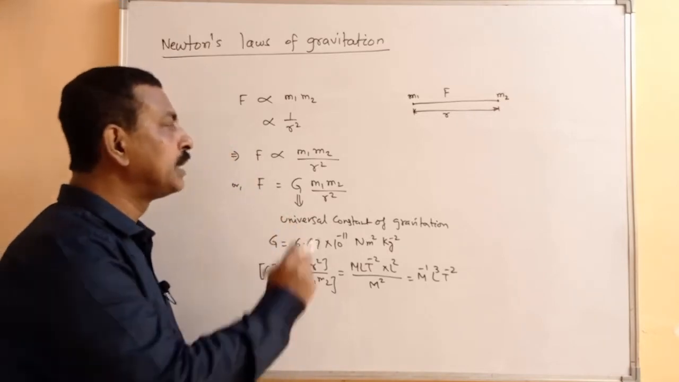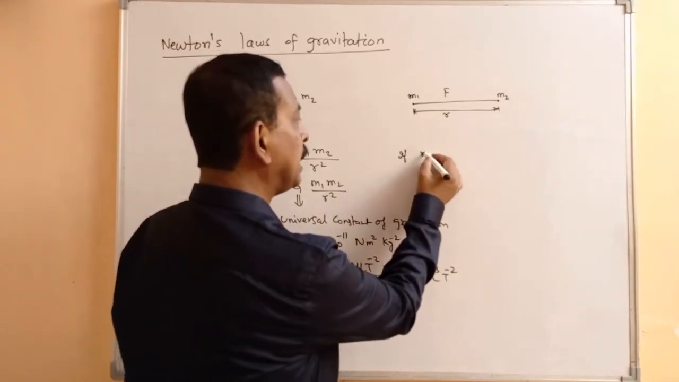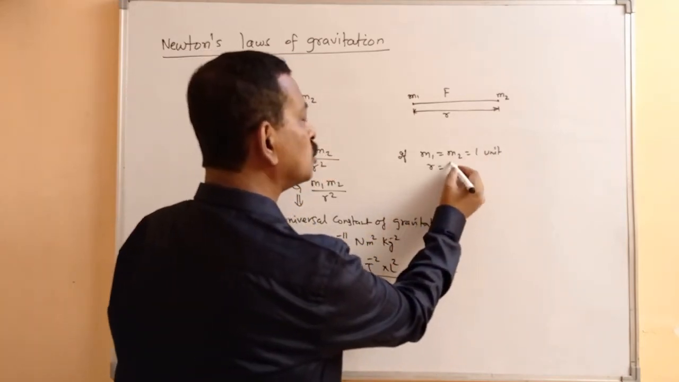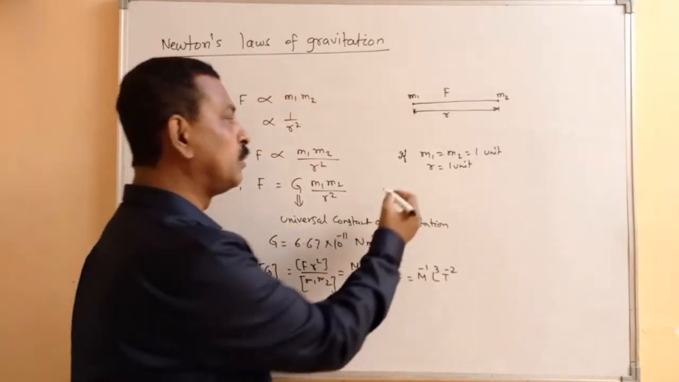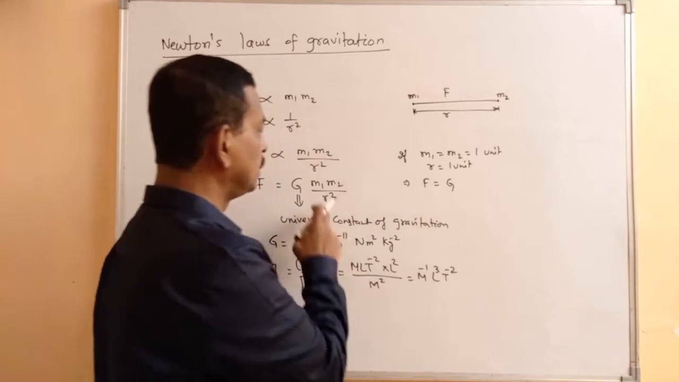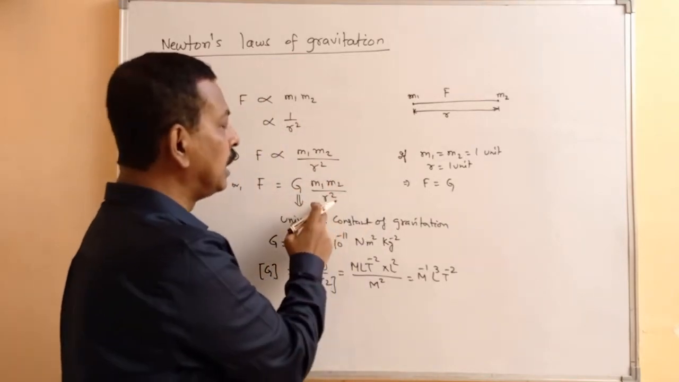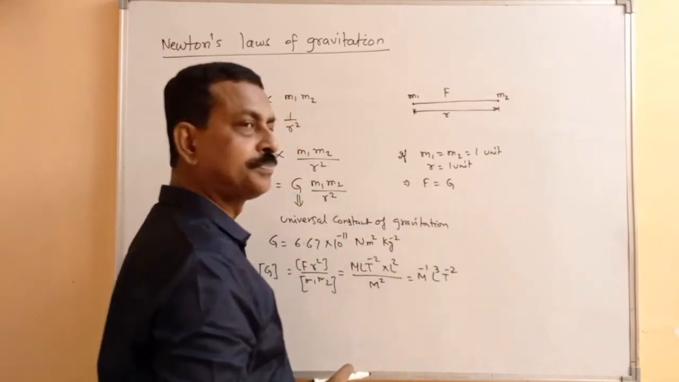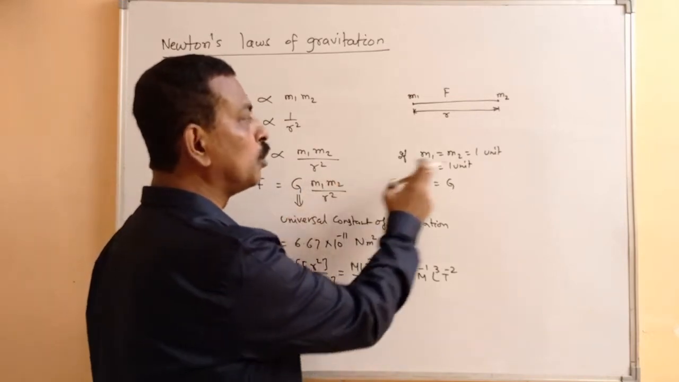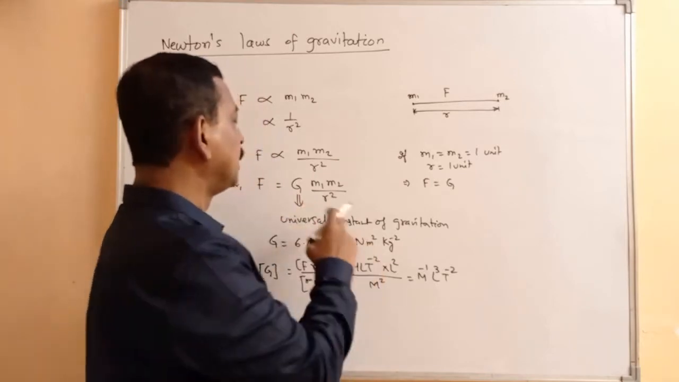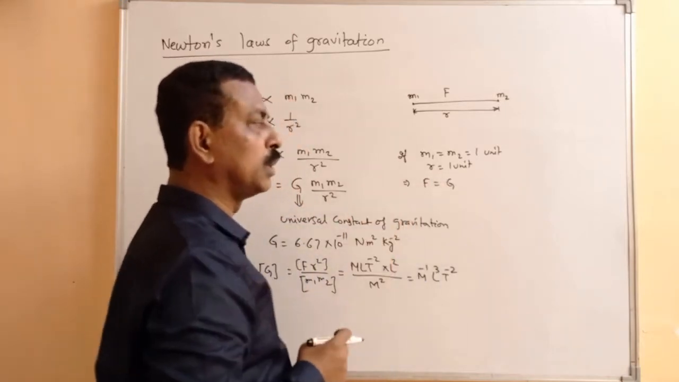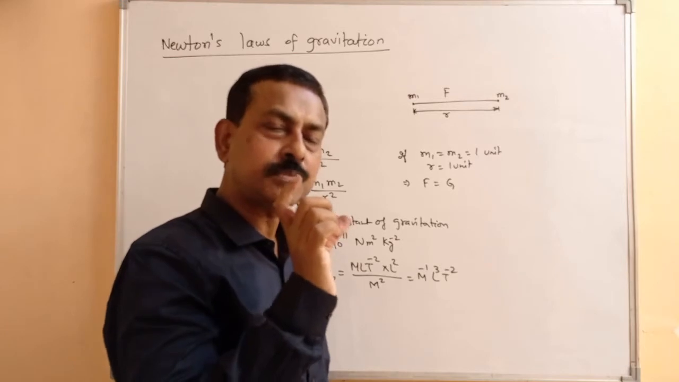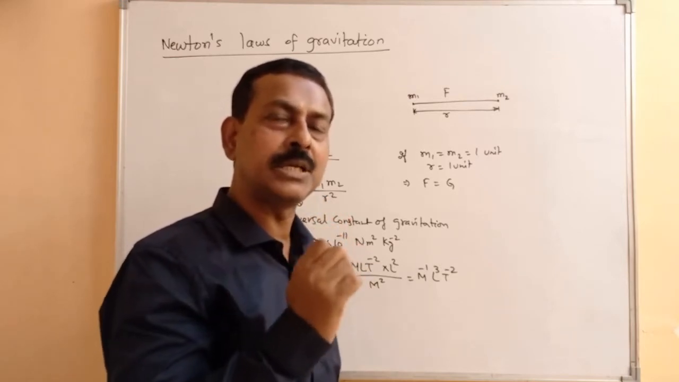Now for that, what we can do, if we consider that m1 equals m2 and that is equal to 1 unit and r is also say 1 unit, then what we'll get? We'll get F equals G in this expression if m1 and m2 both are equal and this r is also say 1 unit there. So in that case, F will be equal to G. We have taken m1 and m2 both having 1 unit value, r is also 1 unit, then in that case F will be equal to G. So we can define universal constant of gravitation as the force between two unit masses placed 1 meter apart.